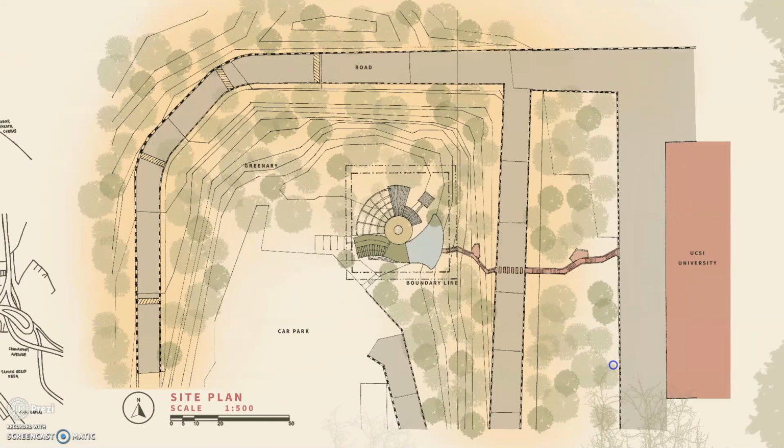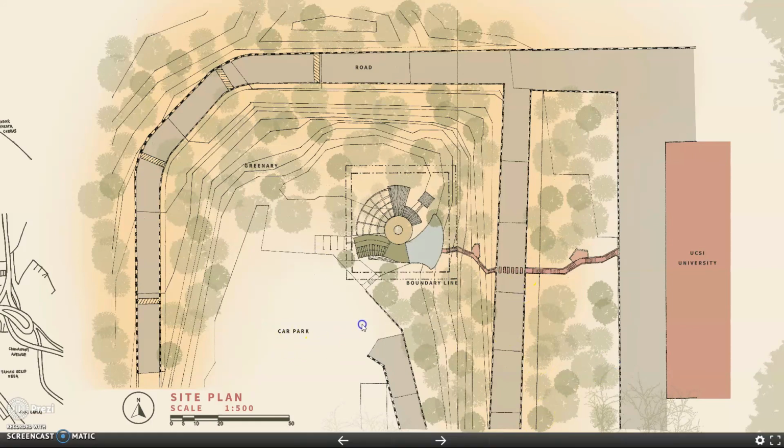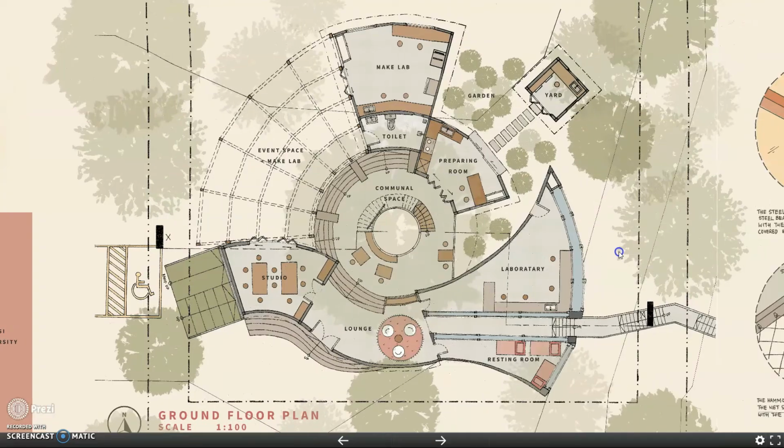This is my site plan, which shows the linkage of the car parks here to UCSI Block A. The building is trying to lead people to participate in the journey, and this is one of the strategies to let people walk through the greenery. Moving to my ground floor plan.